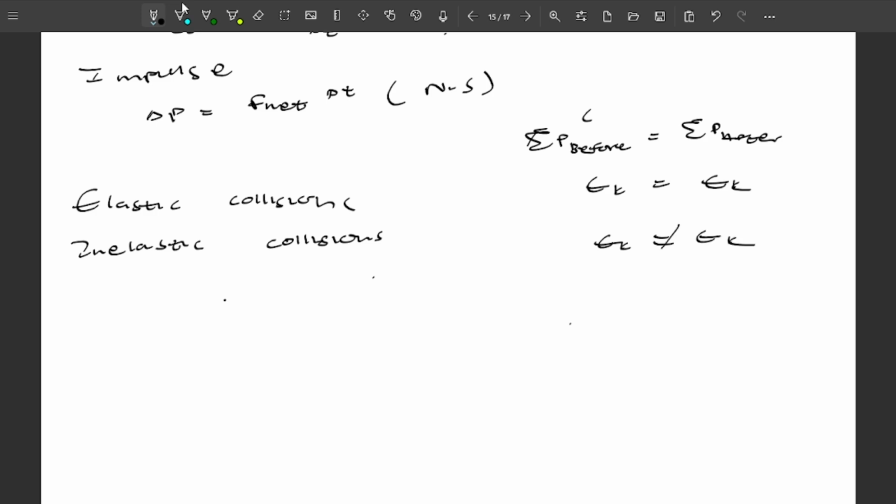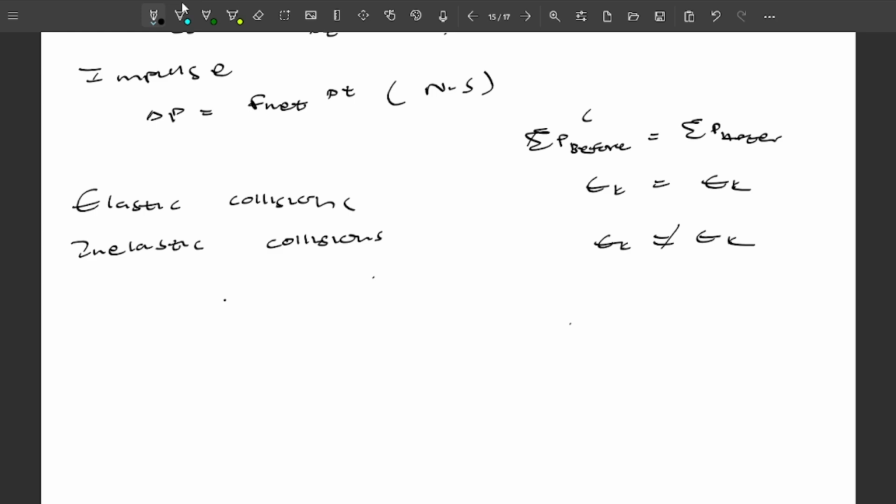And for those who are confused, please don't worry. I was just writing the before and after and showing the correlation between the sum of momentum before and after, and the EK before and after. Please don't get confused by the EK. I'm just trying to outline something important right here. So that's all there is to this.